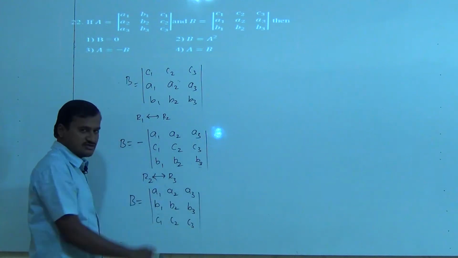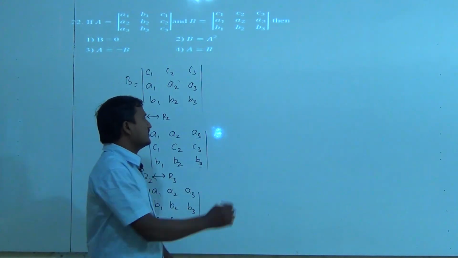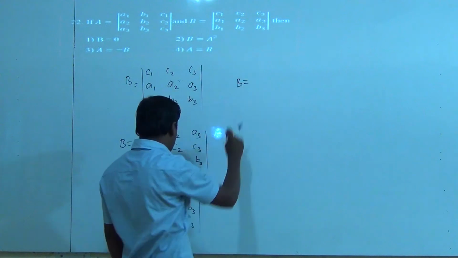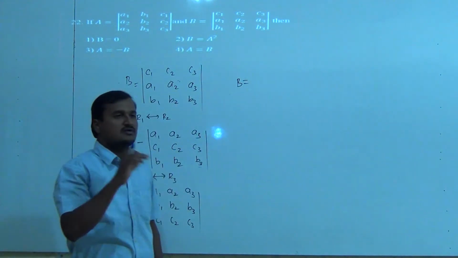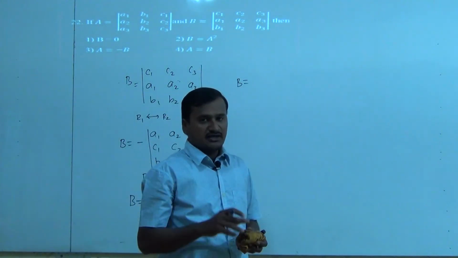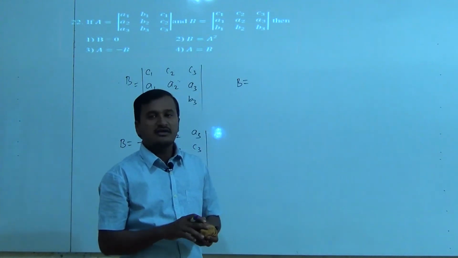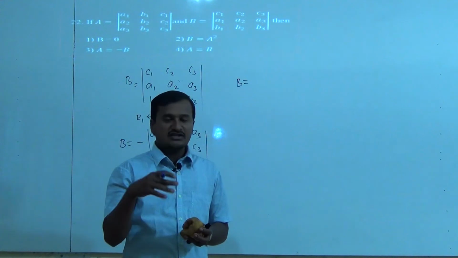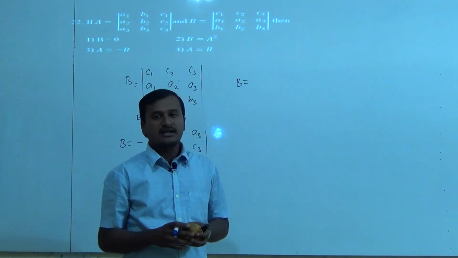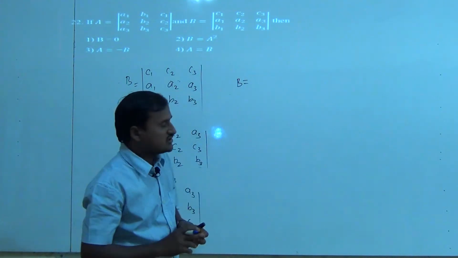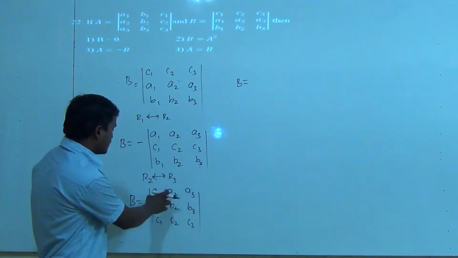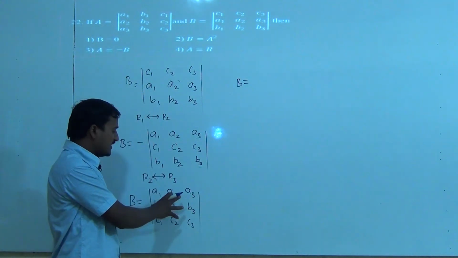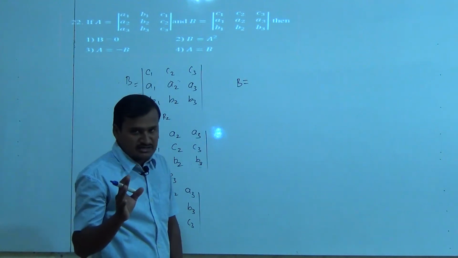Now I got this one. So therefore B is equal to, I got this one. And also we know that in a determinant, if each element of row or columns are interchanged, then the value of the determinant remains unchanged. It means that if you take the transpose of this determinant, then the value of the determinant remains unchanged.